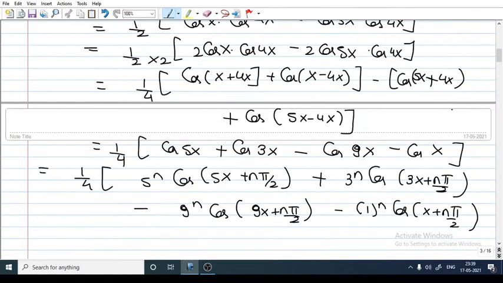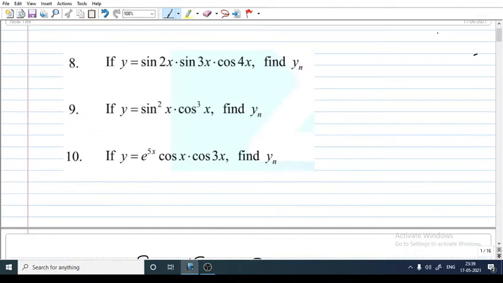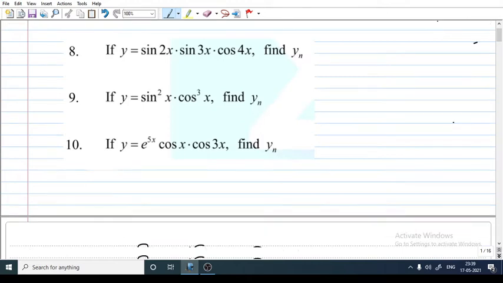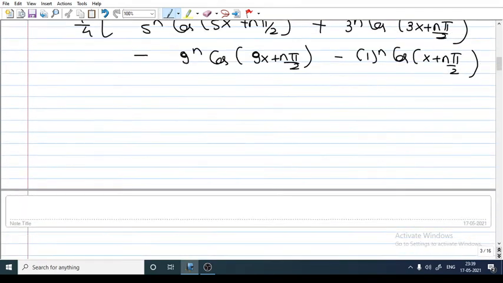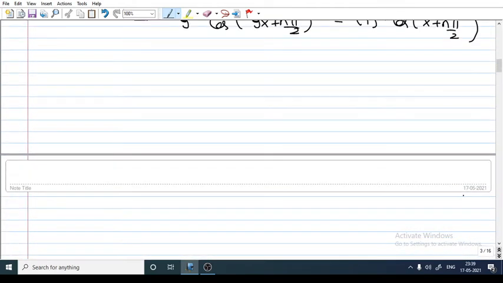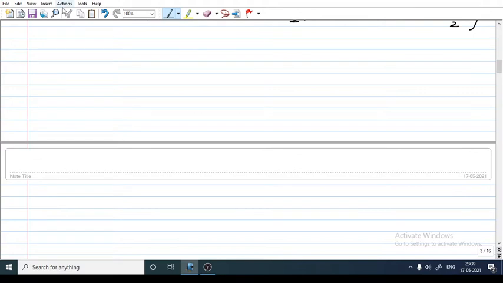Hope you have understood each and every step properly. Now let's move on to the second question, which says if y equals sin square x into cos cube x, find yn. This type of problem you have to proceed very smartly. If you make any mistake, then you will get a wrong answer. That is a very high probability. So let me write the question. If y equals sin square x into cos cube x, find yn.